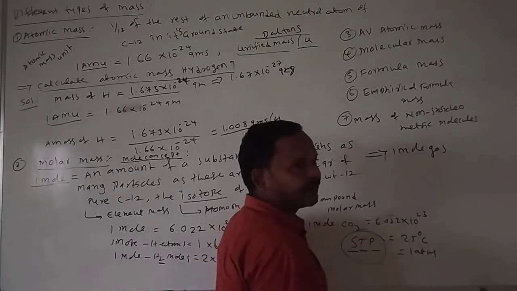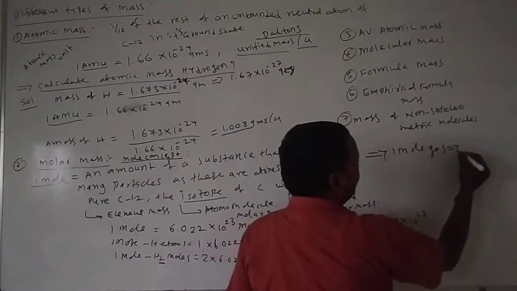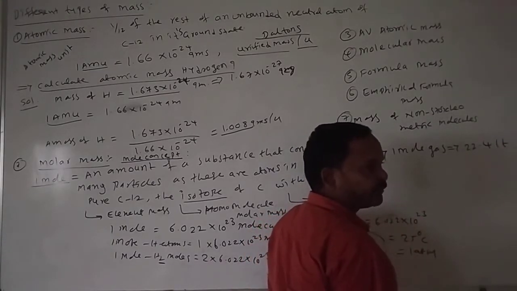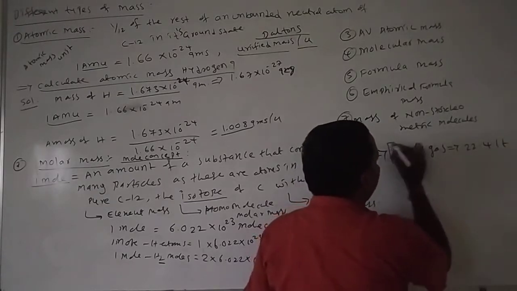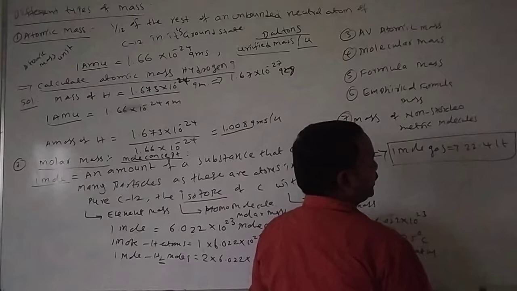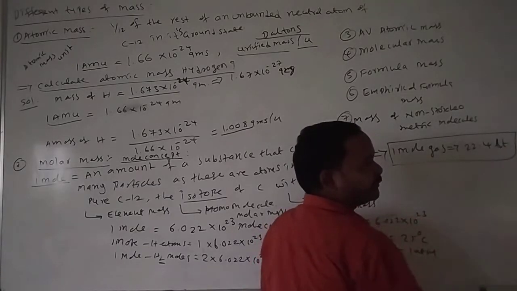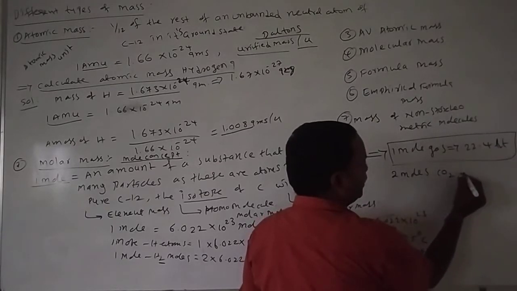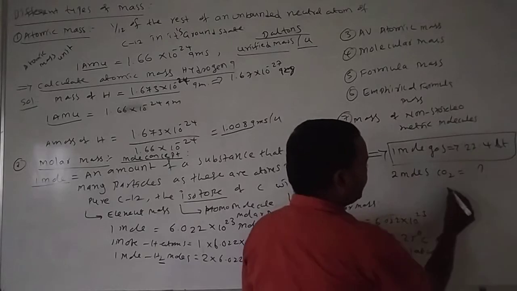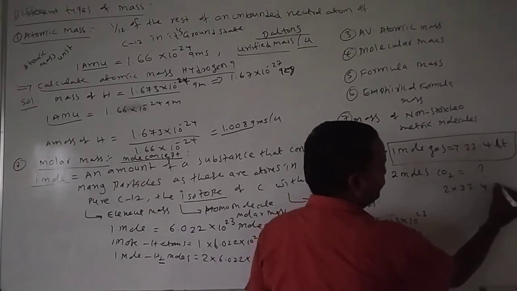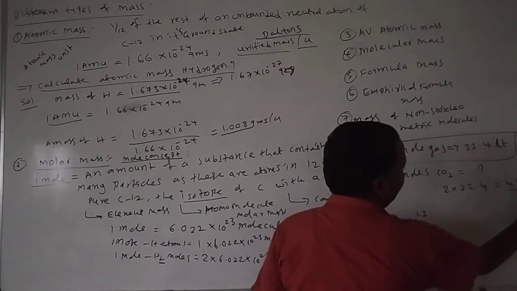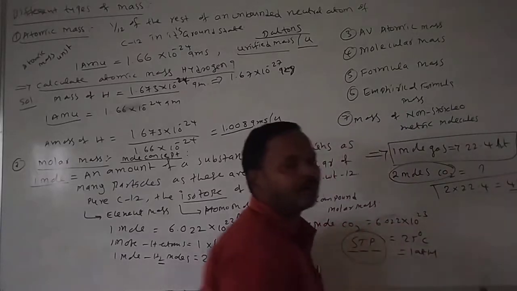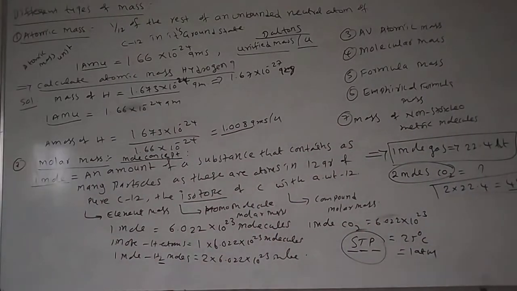At standard temperature, 1 mole of any gas, carbon dioxide or any other gas, occupies 22.4 liters. In some books it may be 22.2, but in most books we have 22.4 liters. So 2 moles of carbon dioxide means 2 into 22.4, which is 44.8 liters of volume.